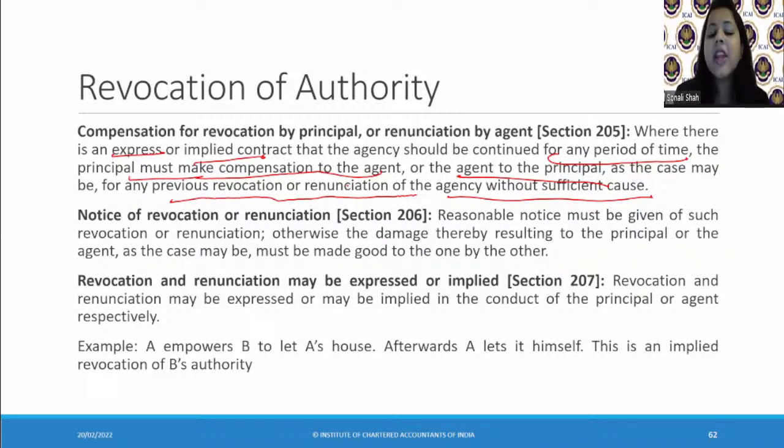Further, section 207 says that the revocation and renunciation may be expressed or implied. Either it can be expressly said or it can be implied in the conduct of the principal or agent. If you look at this example, A empowers B to let A's house. Afterwards, A lets it himself. So he had empowered B to let his house, in the sense of renting it out. Later he rents it himself. So this is an implied revocation of B's authority.